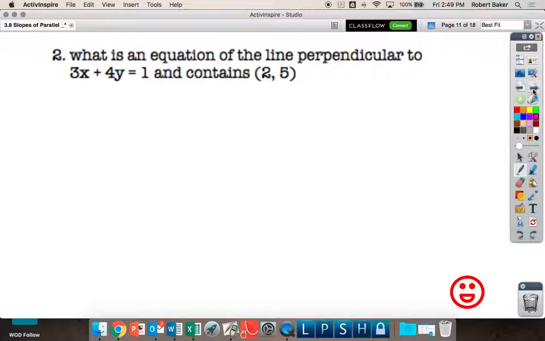It would be negative 3x, so it would be the slope because you have to distribute. No, that is wrong. Can you see the slope of this? Well, it's in standard form. Can you see the slope? You cannot see the slope, so you're going to have to manipulate it.